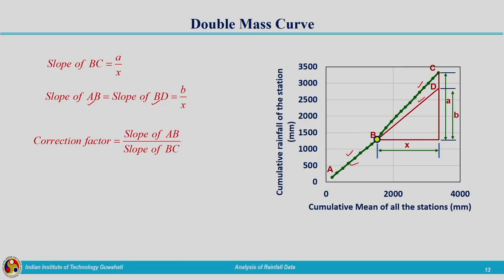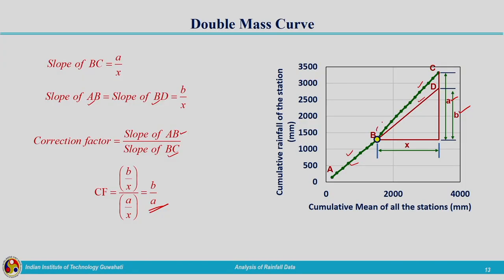Now, in what way will we be doing the correction? We need to find out some correction factor. That correction factor can be calculated by taking the ratio of slope of AB divided by slope of BC. Slope of AB is B by X and slope of BC is A by X. So, correction factor will be given by the ratio B divided by A. Only we need to get the ordinates A and B. If A and B are known to us, we can get the correction factor.